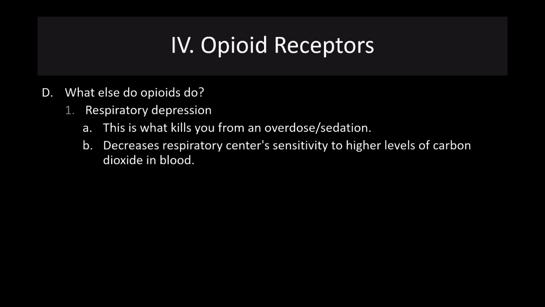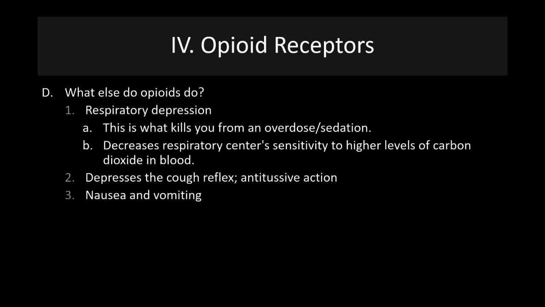that and the sedation. It decreases the respiratory center's sensitivity to higher levels of carbon dioxide in the blood. And so normally when your carbon dioxide builds up in the blood, you will start breathing very rapidly. And because those sensors are no longer responding, you simply just breathe as normally, and then that carbon dioxide builds up, and because of that, you will stop breathing. It also depresses the cough reflex, so that's its antitussive action.